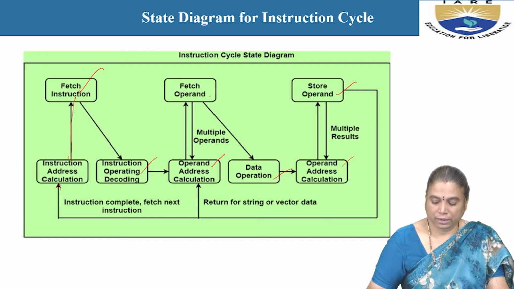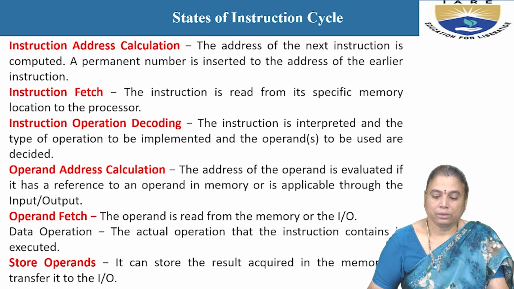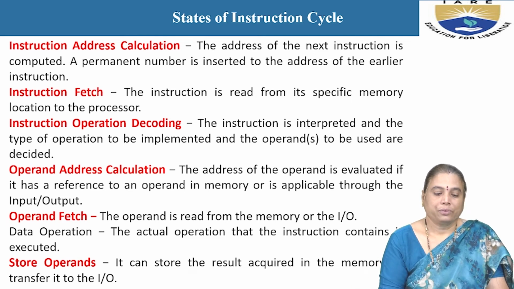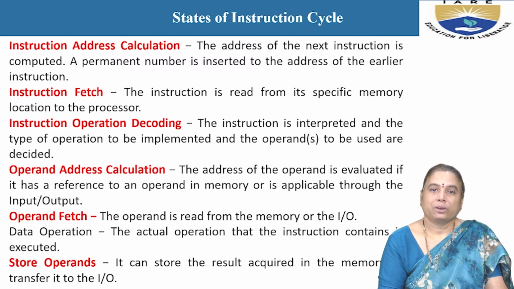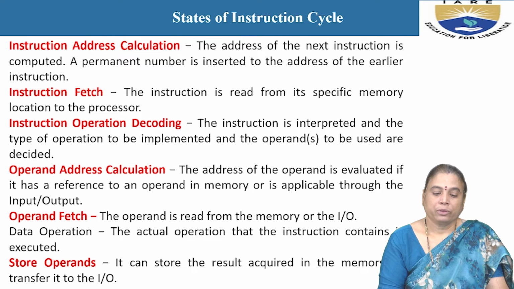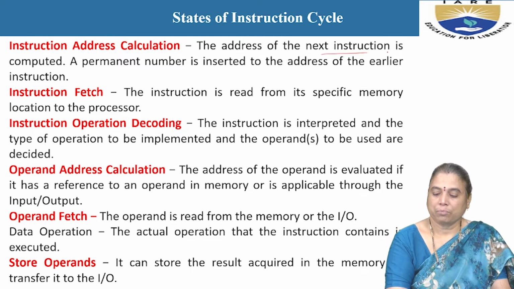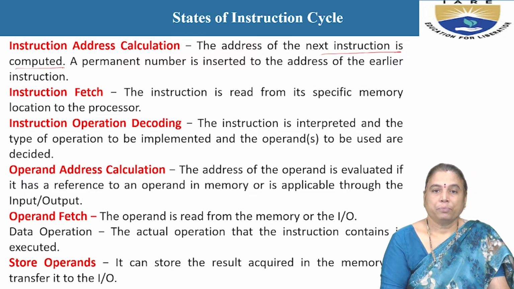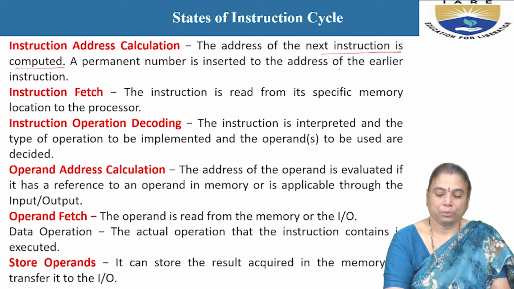So these are the various states. What are the states of the instruction cycle? The first state is instruction address calculation, then instruction fetch, instruction operation decoding, operand address calculation, operand fetch, and store the operand. So these are the states of the instruction cycle. In instruction address calculation, the address of the next instruction is computed and stored in the PC, the program counter register. A fixed number is added to the address of the earlier instruction.